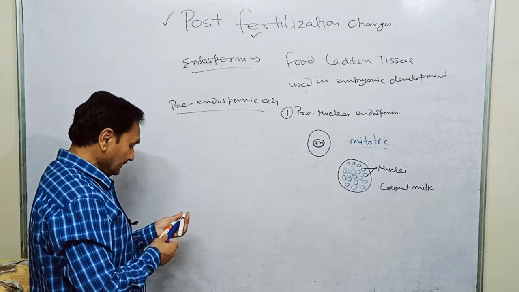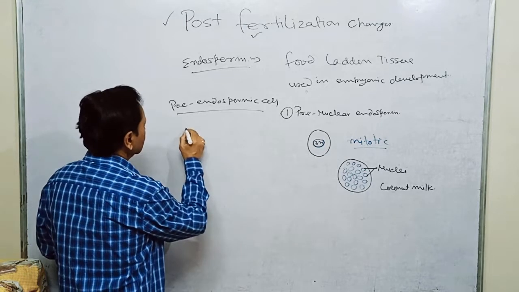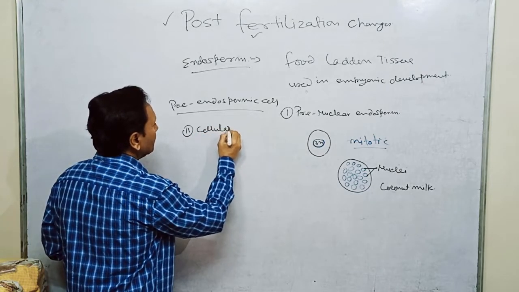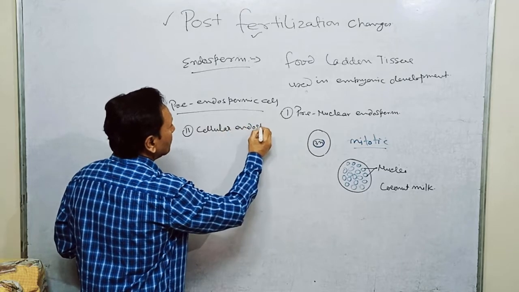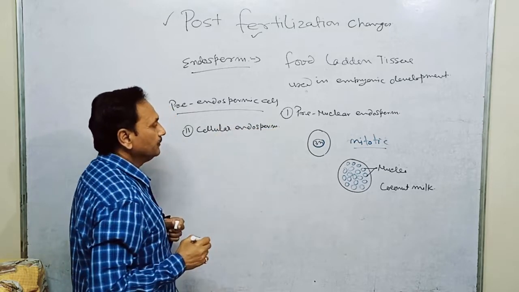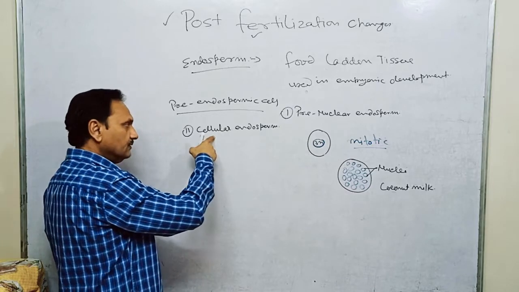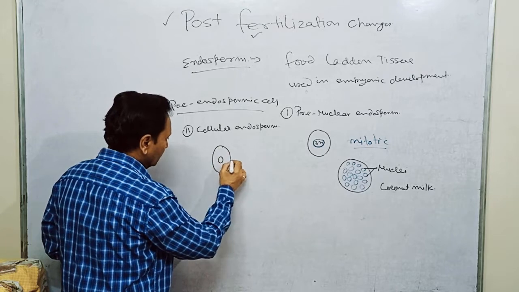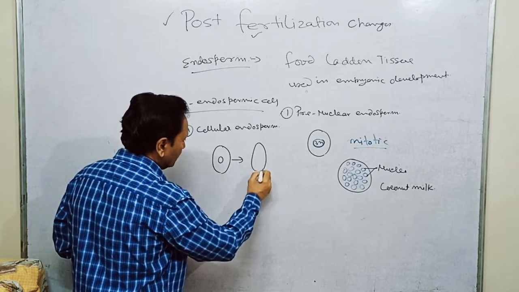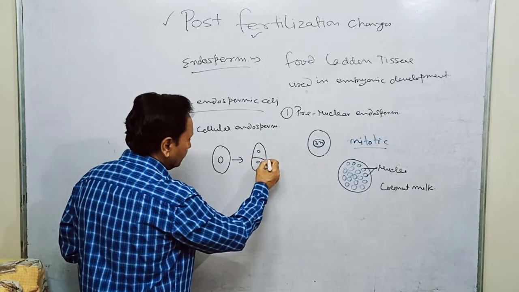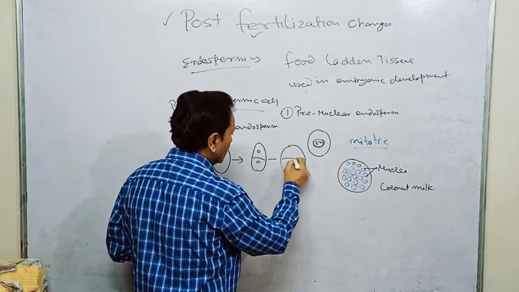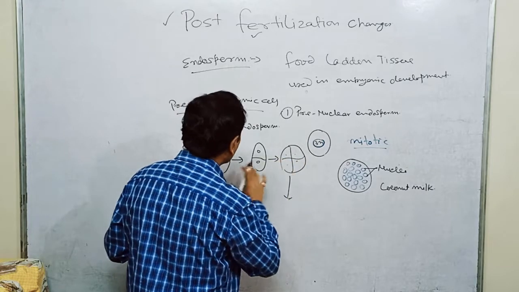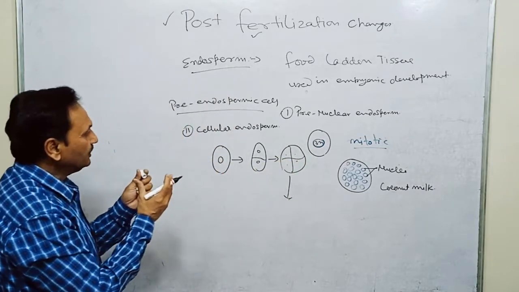The second type of endosperm is the cellular endosperm. In this type, each and every cell is completely divided into 2 cells, then 4 cells, then 8 cells, and so on, and it forms a complete endosperm.